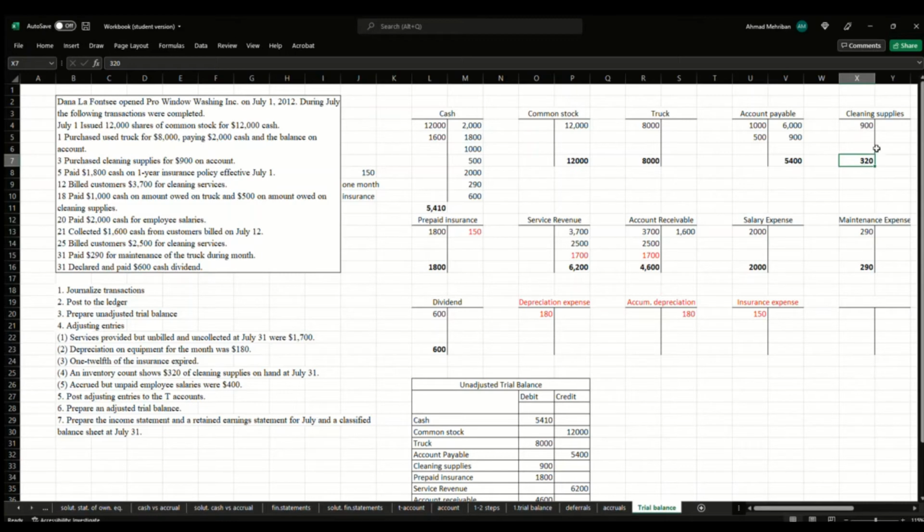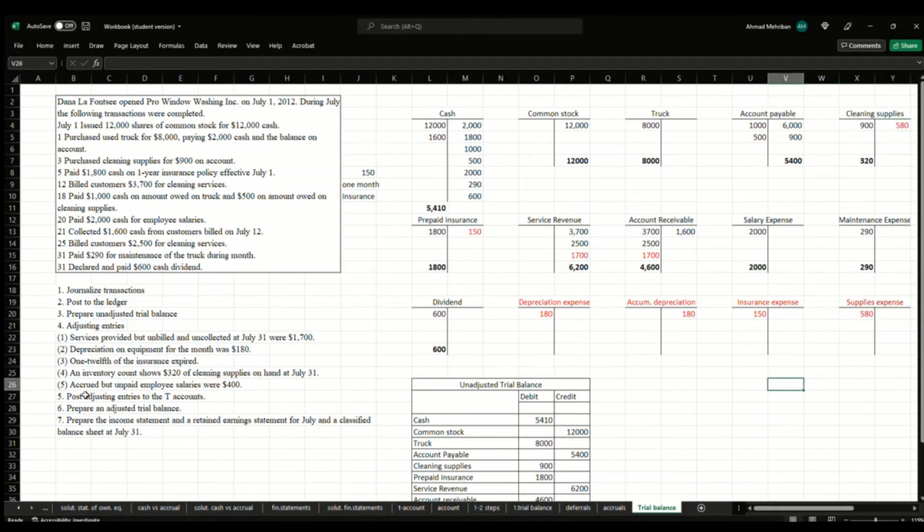It is through the credit side. So 900 minus 320 is exactly 580. So $580 worth of supplies have been used up. Used up means that expense has to increase. It means that we've spent $580 worth of supplies and it's no more.